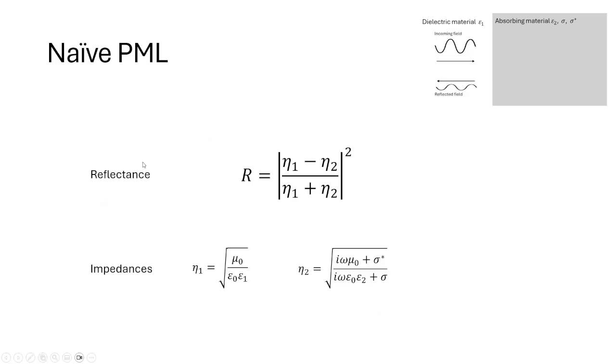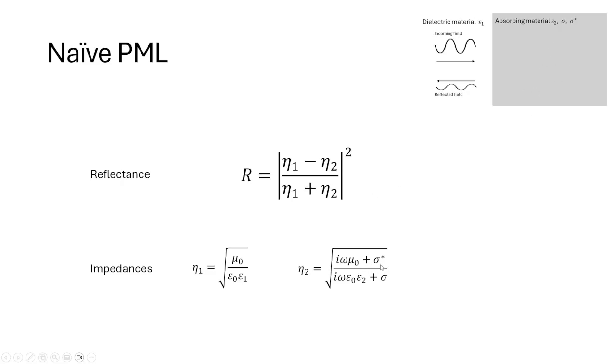So in order to do that, we need to look at the reflectance, and at normal incidence, so when light is coming in with no angle, the reflectance is given by this formula here, which is just the Fresnel reflectance coefficient. The eta terms are the impedances, so we have eta 1, which is the impedance of the white medium over to the left, and eta 2 is the impedance of the absorbing medium.